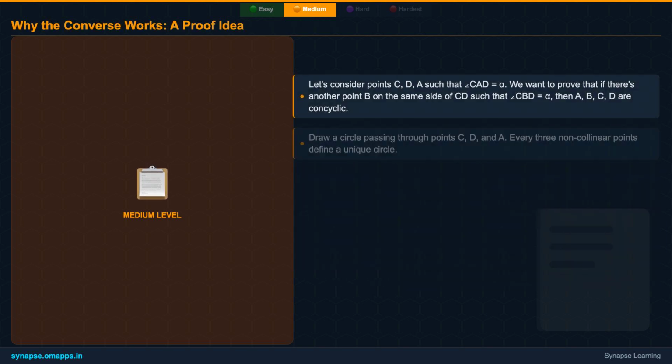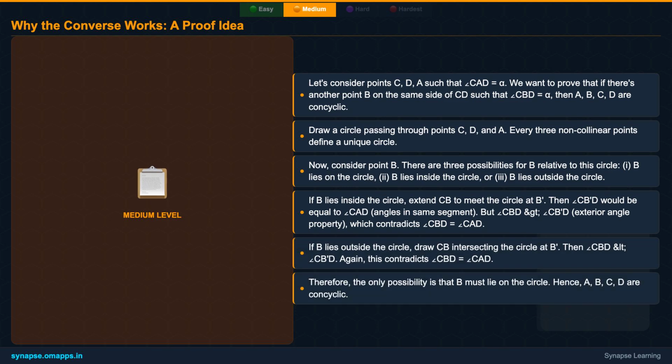So, why does this converse theorem actually work? Let's explore the proof idea. Imagine we have points C, D, and A, and we know angle CAD is, say, alpha. We are given another point B on the same side of CD, and angle CBD is also alpha. We want to prove A, B, C, D are concyclic.